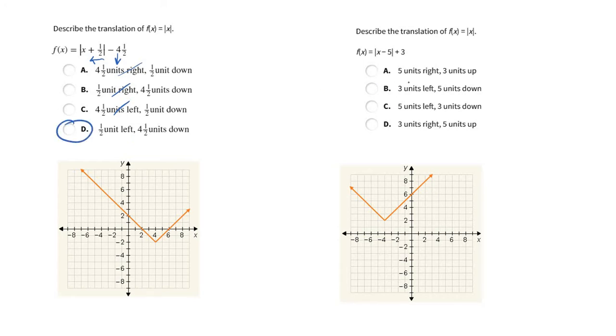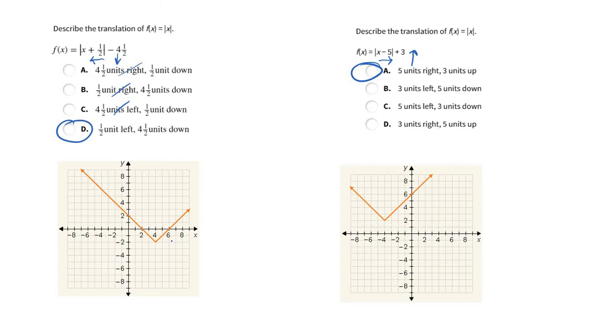Okay. How about this guy? So got that 5 inside. Notice the negative, but it's going to feel backwards. So it's actually going to go right 5 and up 3. So 5 right, 3 up. Looks like right off the bat we found our correct answer there.